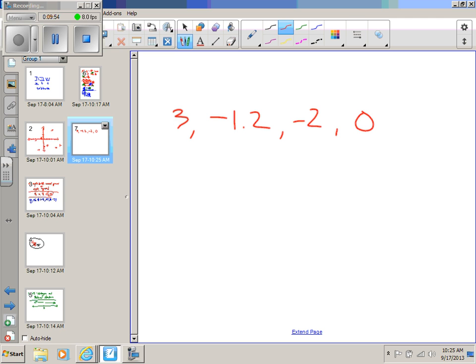You want to order these first? Least to greatest? Let's order them first. Least to greatest, what do we got first? Negative 2, followed by negative 1.2, 0, and 3. Okay. Now they want to know, are these considered whole numbers, integers, or rational numbers?